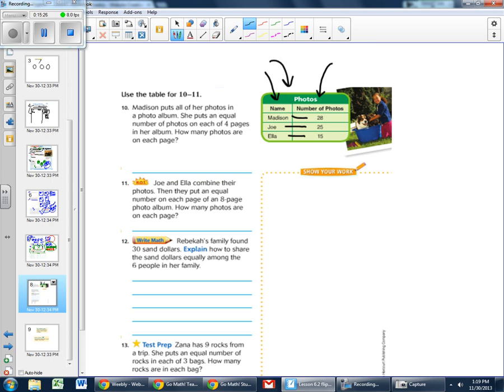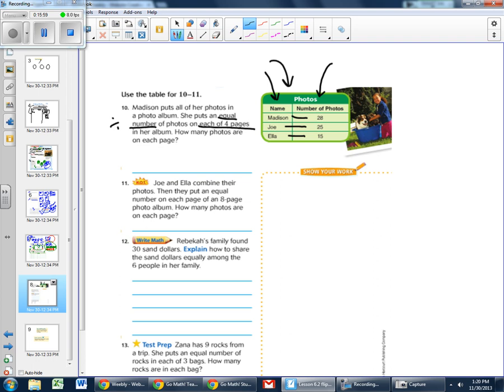Okay, so looking at number 10, Madison puts all of her photos in a photo album. She puts an equal number of photos in each of the 4 pages of her albums. How many photos are on each page? Okay, we've read the problem. Now we're going to go back and look at our clues. Madison puts all of her photos in a photo album. She puts an equal number, so that tells me we're going to be dividing, of photos on each of 4 pages. How many photos are on each page?